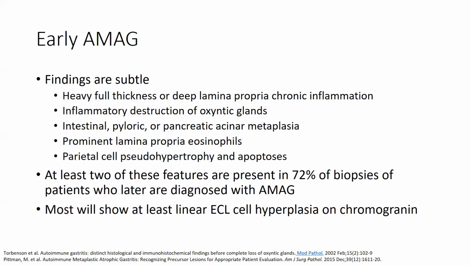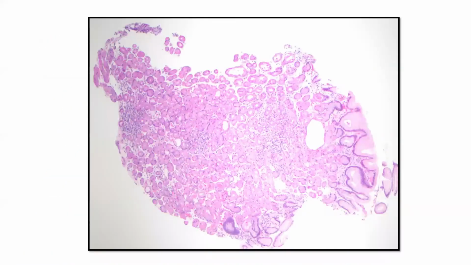In a study by our colleagues, at least two of these features are present in over 70% of biopsies from patients who are later diagnosed with AMAG. And thankfully, even in the early setting, most patients will show at least linear ECL cell hyperplasia on chromogranin.